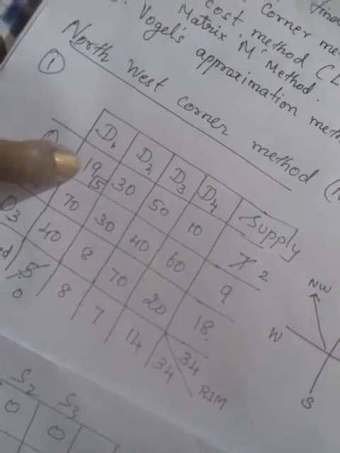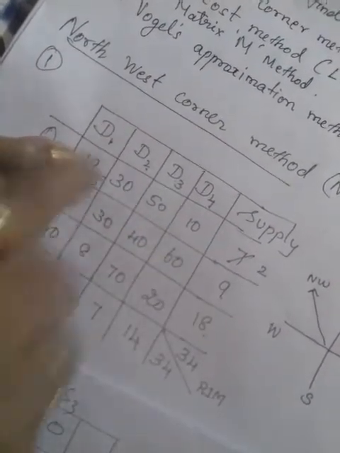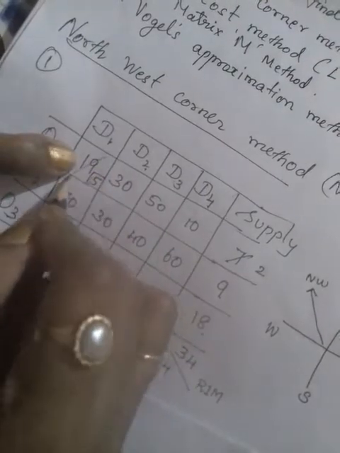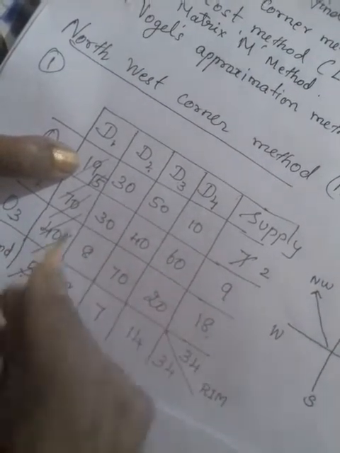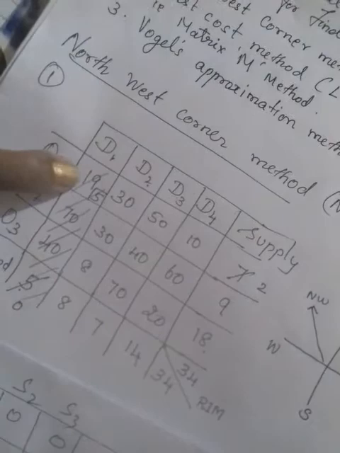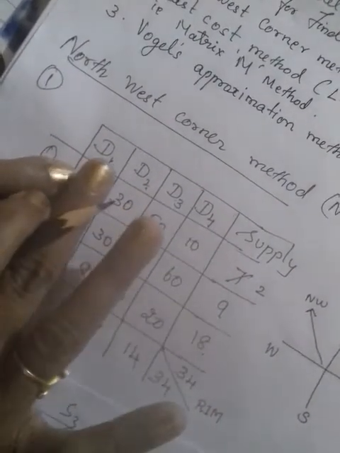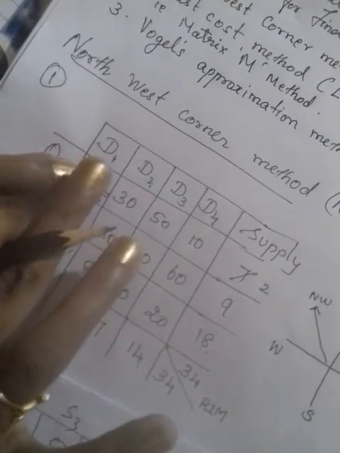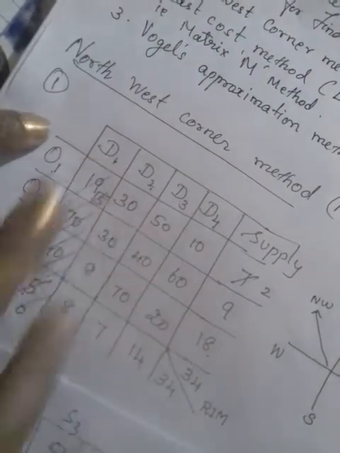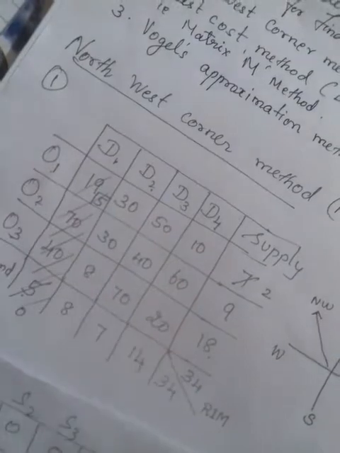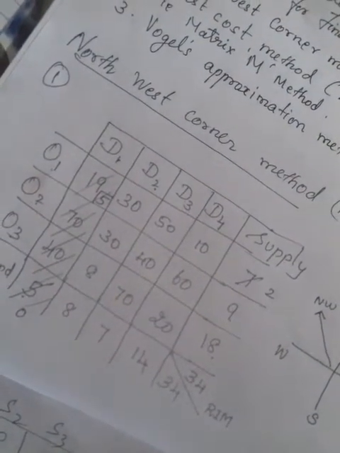Now this destination is over, no? We allocated everything, 5. So you have to put some lines, or just one line. Use a pencil and draw it. This is over because it's 0. So we have fulfilled the requirement. This is over.